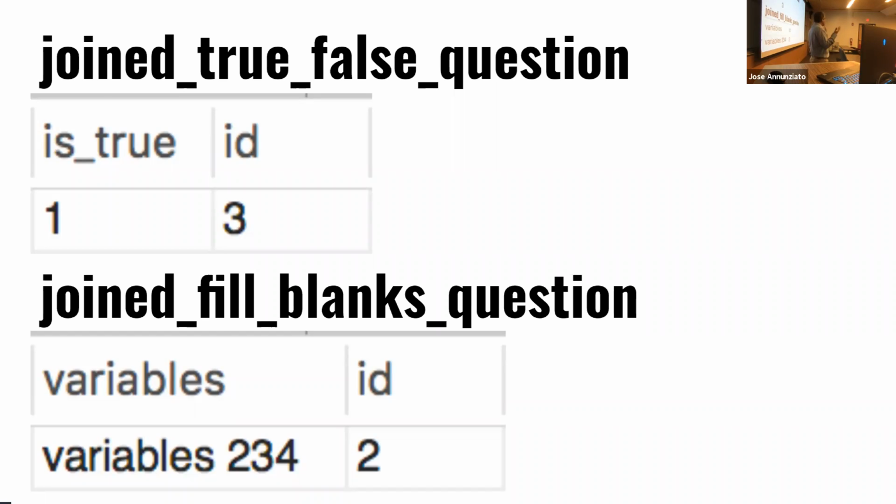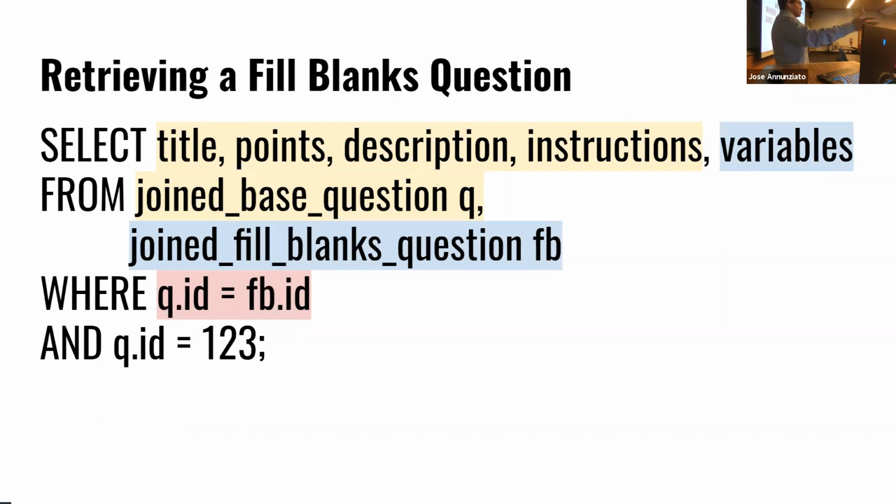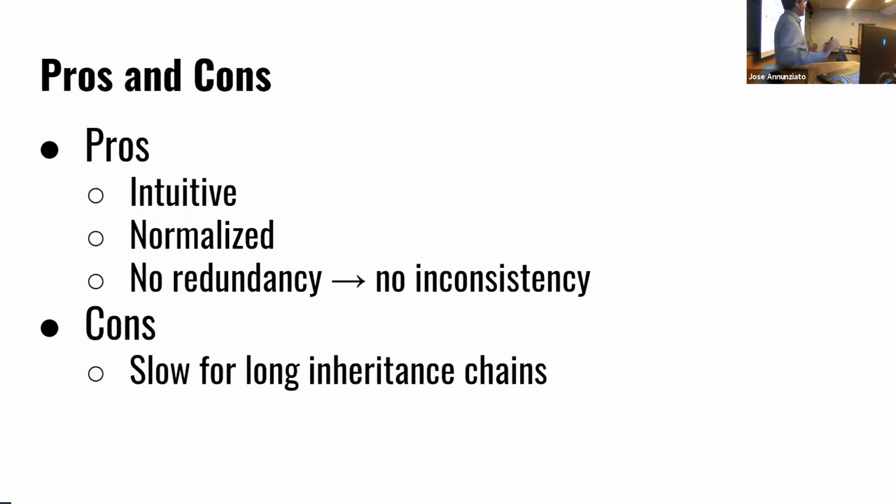It's very reasonable. So if you need to retrieve the true false question whose ID is 234, you're going to fetch the yellow fields from the base table. You're going to fetch the blue fields from the derived table, and then you just join the foreign key with the primary key of both of them. Very, very reasonable. Same thing with the fill in the blanks. You just get some part of the question from one side and the other part of the question from the other. All right. So the great thing about this strategy is that it's intuitive. It's very easy to understand, very easy to implement.